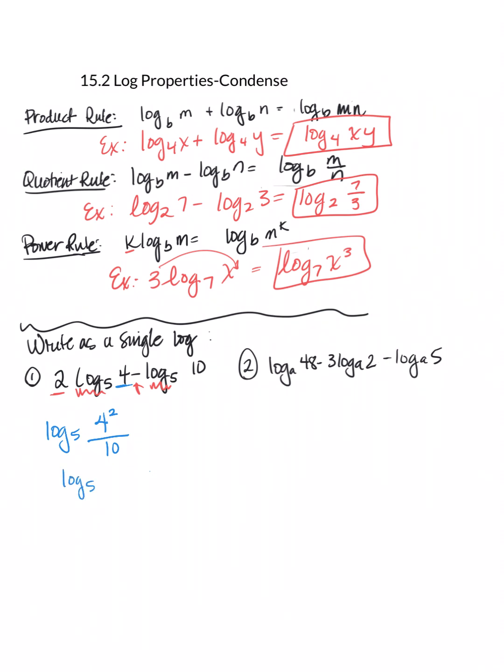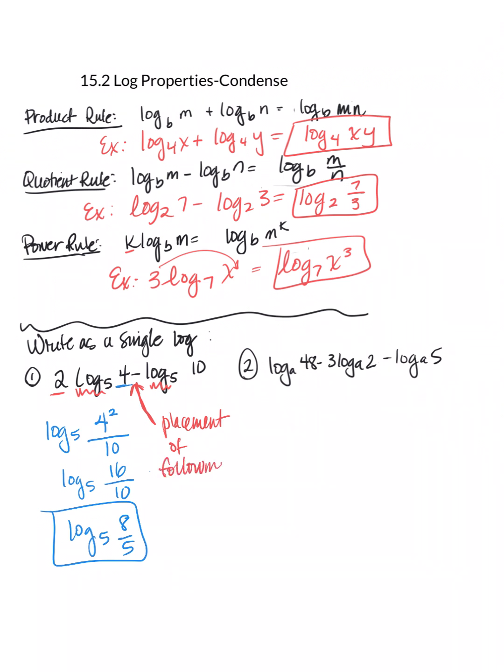Log base 5 of 4 squared, that's 16 over 10, and I can reduce that fraction. You should always reduce the fraction. Log base 5 of 8 over 5. There's my answer. All right, so it's important that you look at whatever connects the logarithms. That will help you know the placement of the following term. If it's a minus, it's going to be underneath the division bar. If it's a plus, we're multiplying.